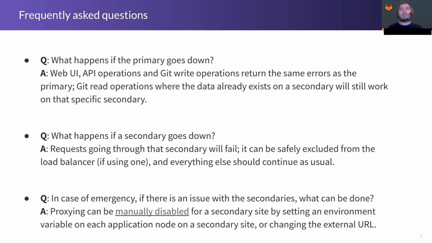However, Git read operations, if the data already exists on the secondary, will work, including authentication, because this is one of the accelerated data types.